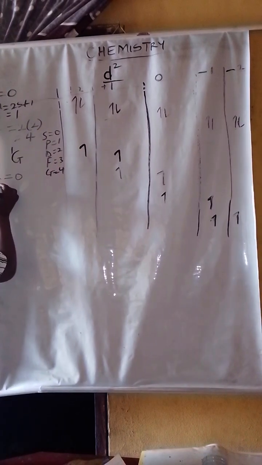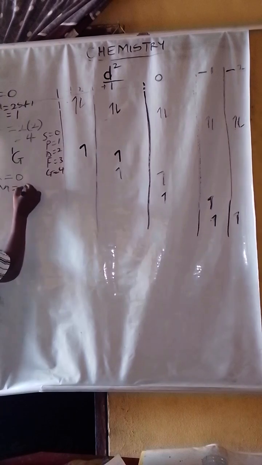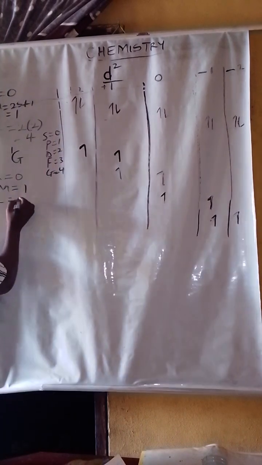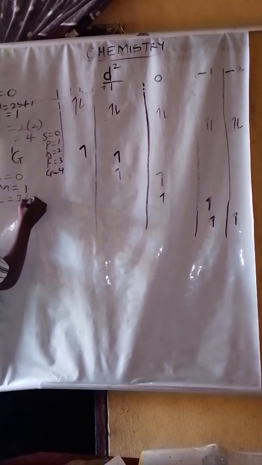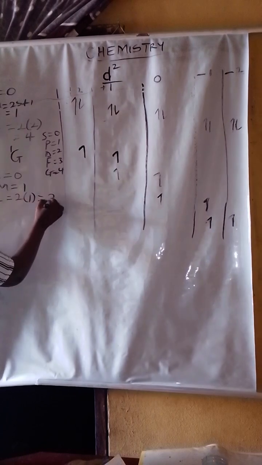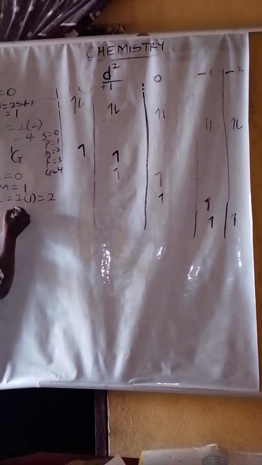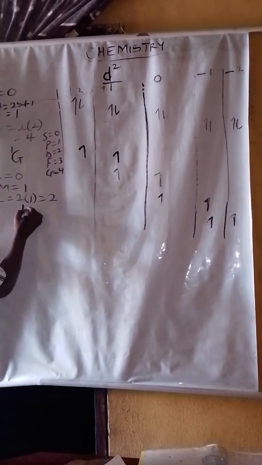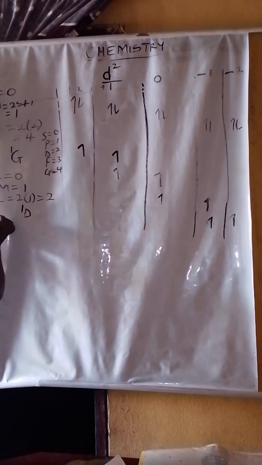We have our m equals 1. L equals 2 into bracket the 1, and it's going to give us 2. So if it is 2, that is D. So we have 1D. Let's go for the third one.